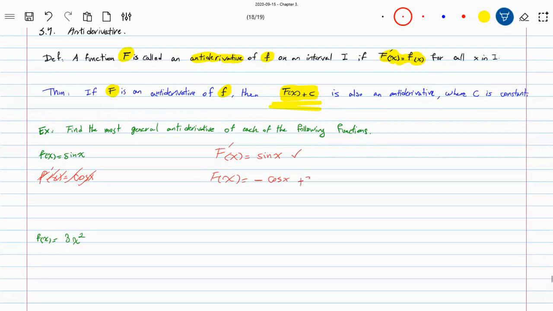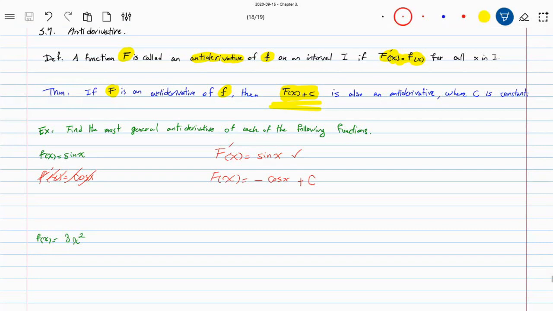Not really. If I added 2, this is still correct. The derivative of F of x would be f prime, which is sine x. If I add 20, the derivative is still sine x. So any constant added to this function, positive or negative, still has that derivative of sine x. So the capital F function is simply negative cosine x plus some constant.